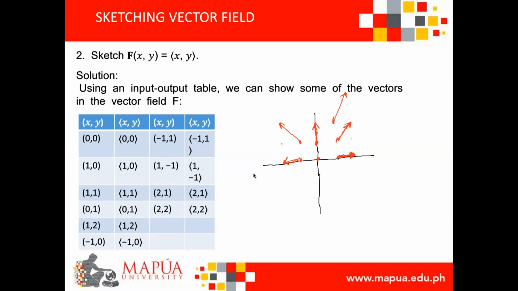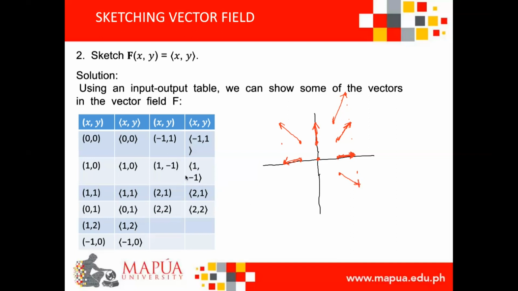Then we have 1, negative 1. 1, negative 1 is right here. We measure 1 from the origin, then 1 unit downward. And then you have 1, negative 1 also. So therefore, we have here 1 unit, then 1 unit downward. So let's connect these 2 points. And take note, there will be an arrowhead at the terminal point.